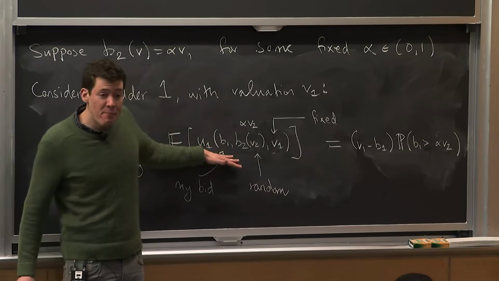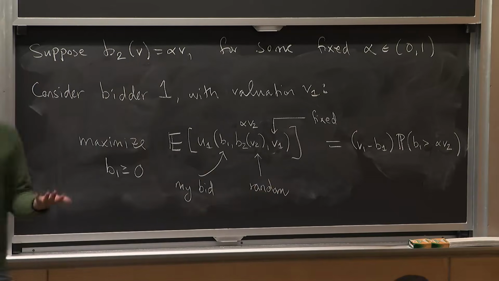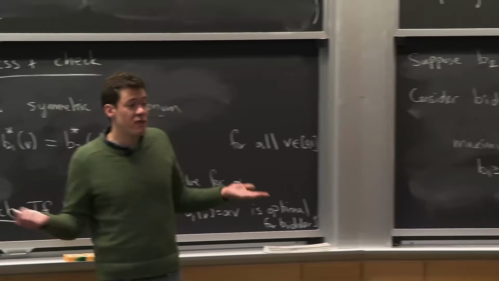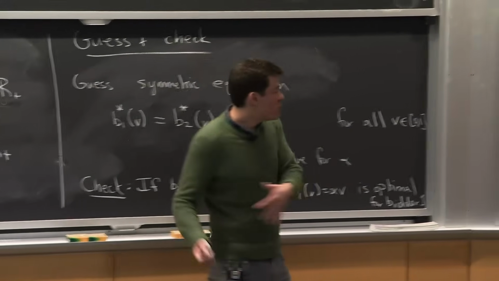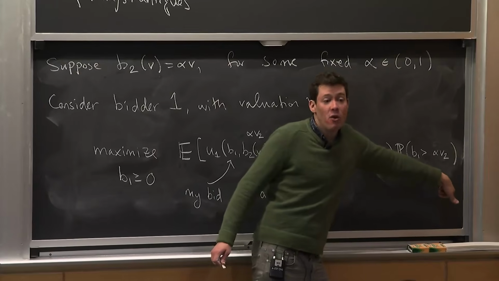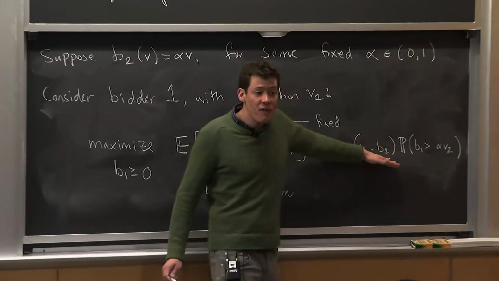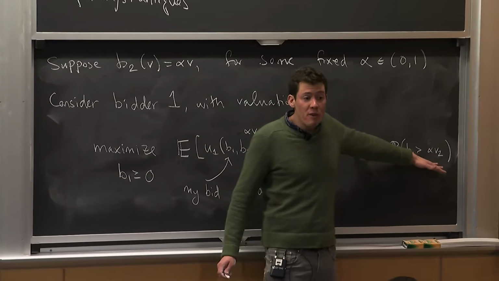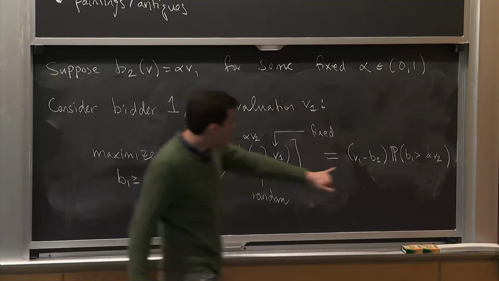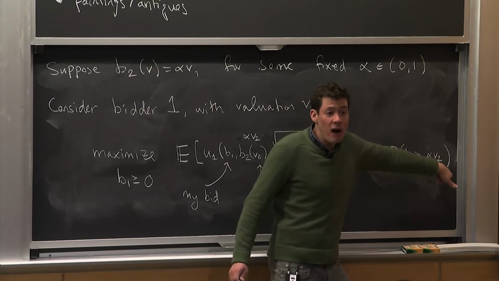To compute my expected payoff, we just have to say, well, there's two possibilities. Either I win or I lose. If I lose the auction, I pay nothing and I get nothing, so my payoff is 0. So you don't even have to worry about that. You can think of us adding plus 0 times the probability that my bid is lower than the other if you want, but that doesn't change things. V1 minus B1 is what I get if I win, but I have to multiply that by the probability that I do win. What is the probability that I do win? Well, I'm going to win if my bid B1 is higher than my opponent's bid alpha V2.